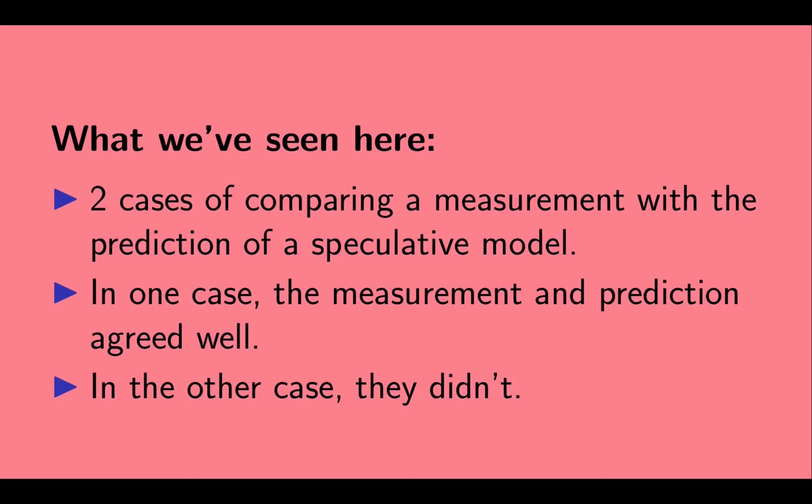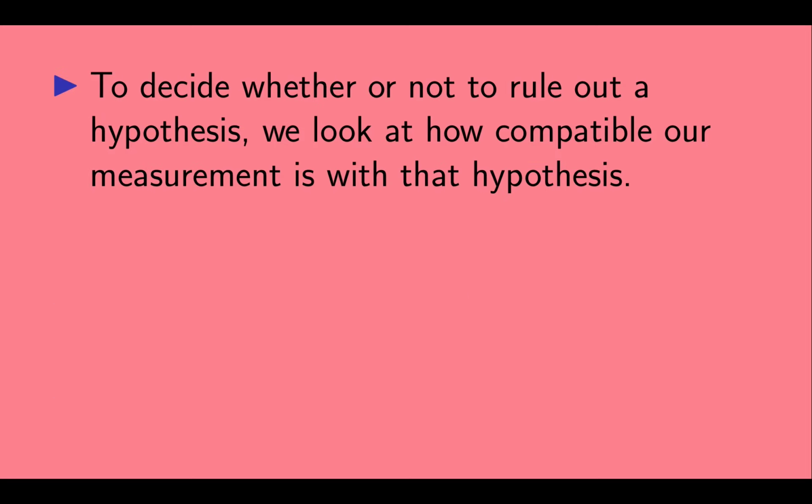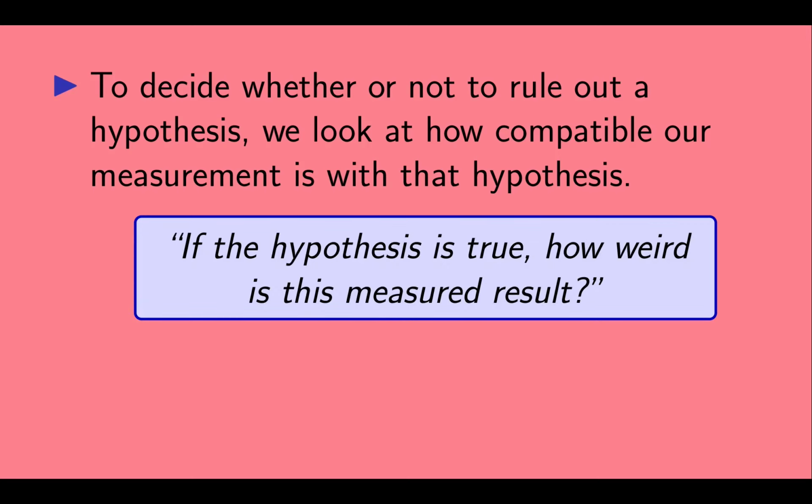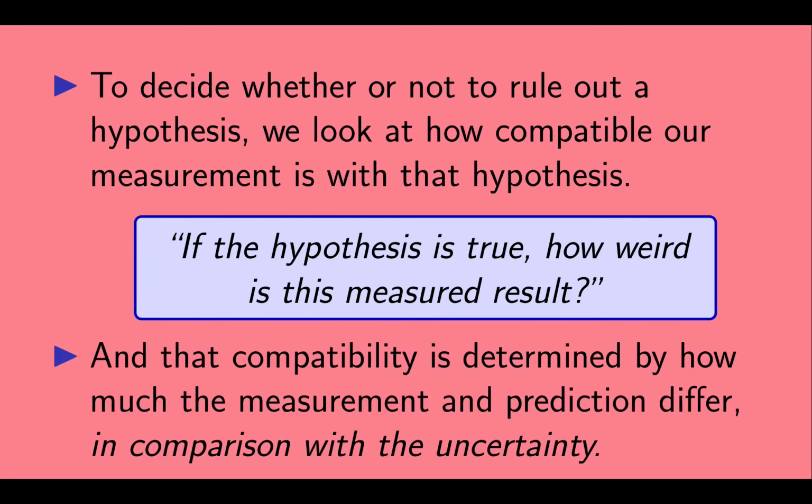Okay, let's recap what we've seen here. We've seen 2 cases of comparing a measurement with the prediction of a speculative model. In one case, the measurement and prediction agreed well. In the other case, they didn't. To decide whether or not to rule out a hypothesis, we look at how compatible our measurement is with that hypothesis. Basically, we ask, if the hypothesis is true, how weird is this measured result? And the compatibility between the measurement and the prediction is determined by how much the measurement and prediction differ in comparison with the uncertainty.